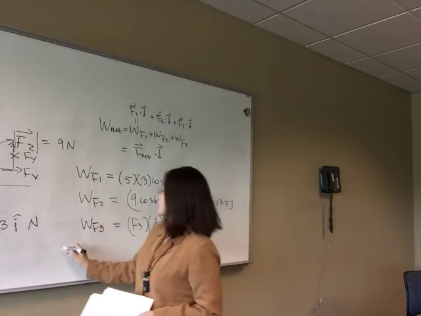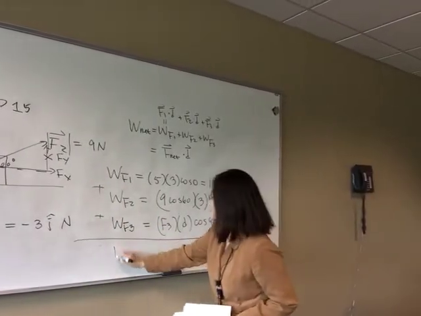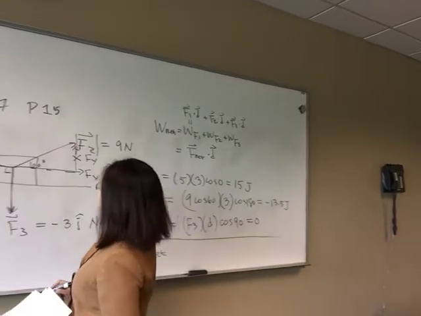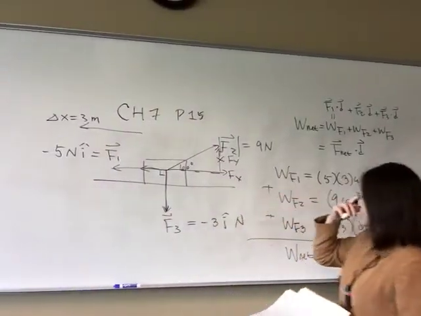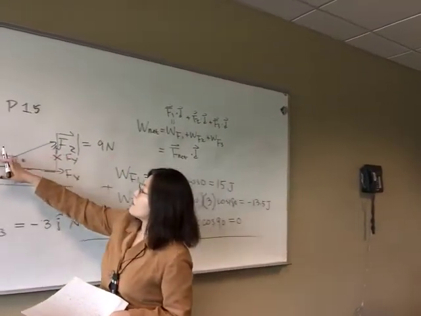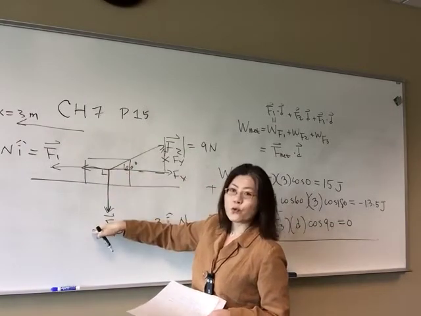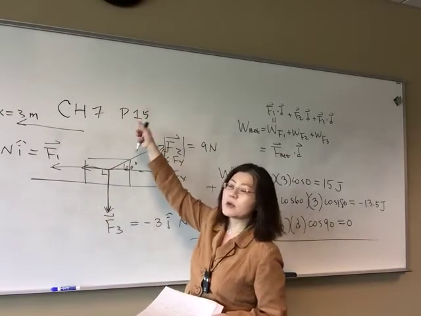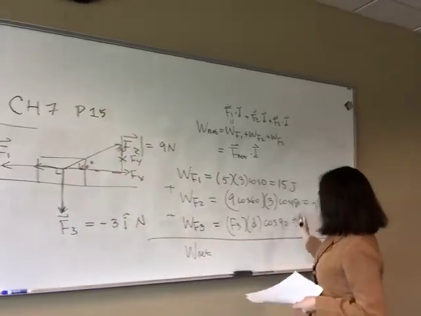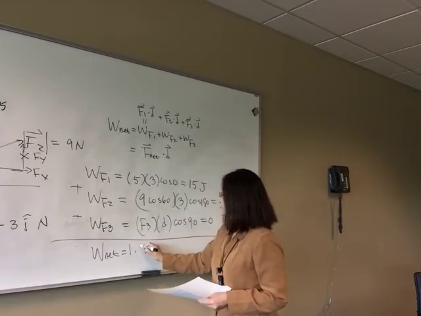So when you add all this together, that gives you the net work, because you don't have any other forces in the horizontal direction. In fact, you also have the gravitational force as well, and also the normal force. But because they're all in the vertical direction, they basically don't count. Okay. So after you add up all this, you get 1.5 joules.